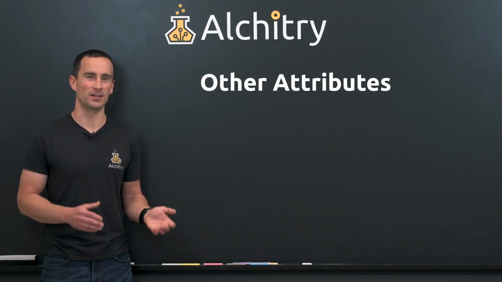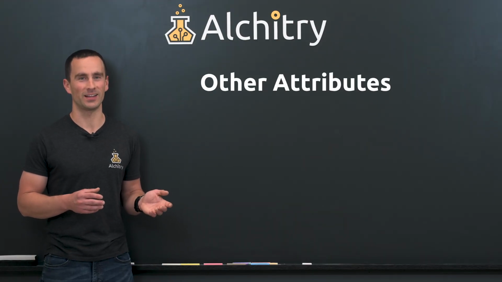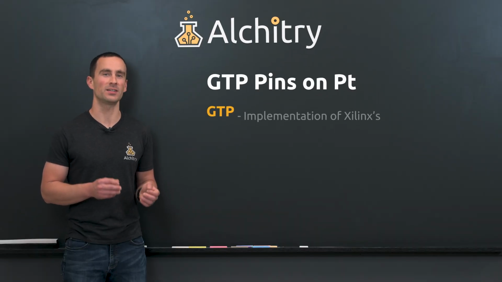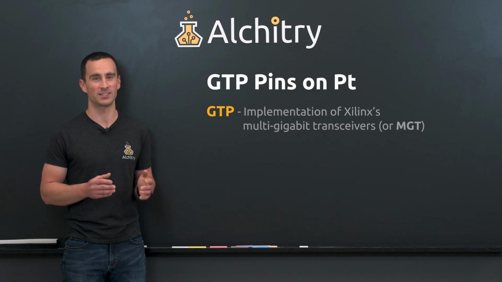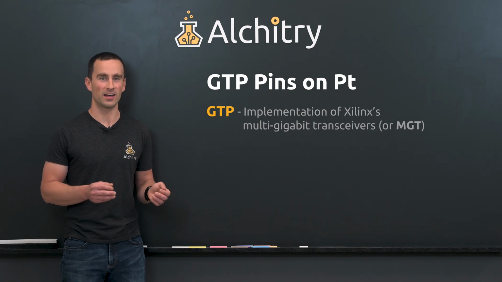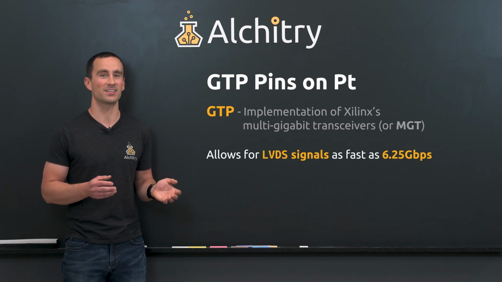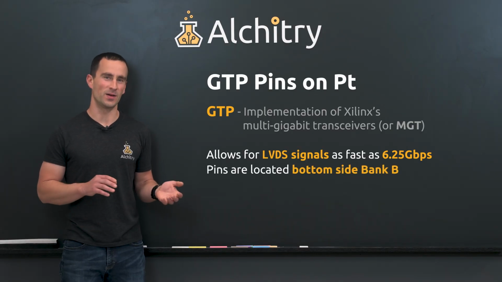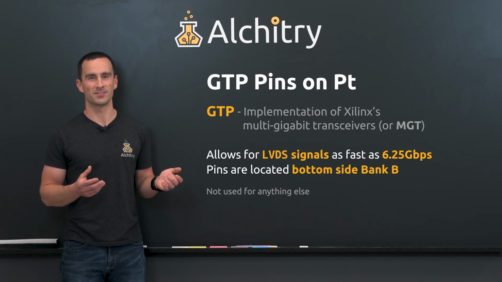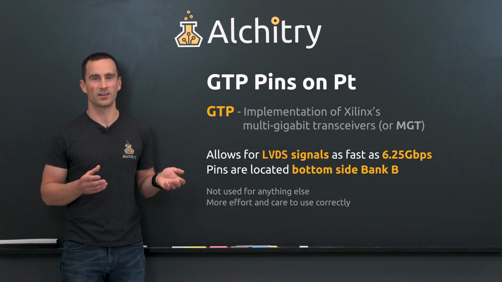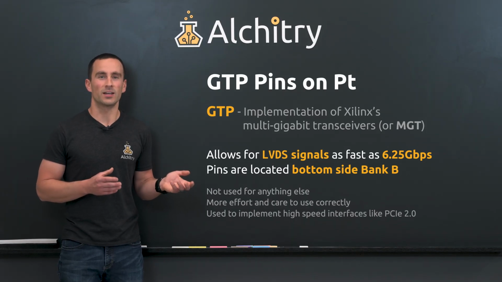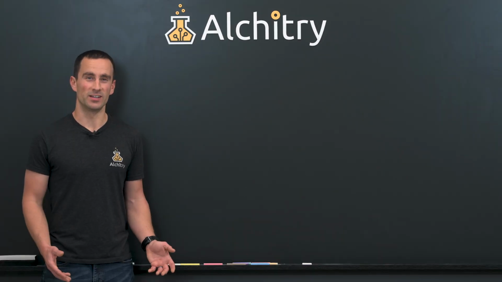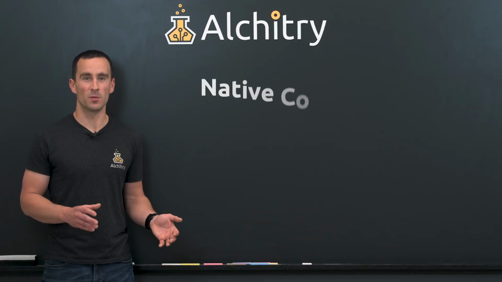Since we're taking a close look at the I/O pins, it's worth taking a quick glance at the GTP pins on the PT. GTP is an implementation of Xilinx's multi-gigabit transceivers, or MGT. That allows for LVDS signals as fast as 6.25 gigabits per second. These pins are located on the bottom side bank B connector, and they can't be used for anything else. These require substantially more effort and care to be used correctly, but they can be used to implement high-speed interfaces like PCIe 2.0.